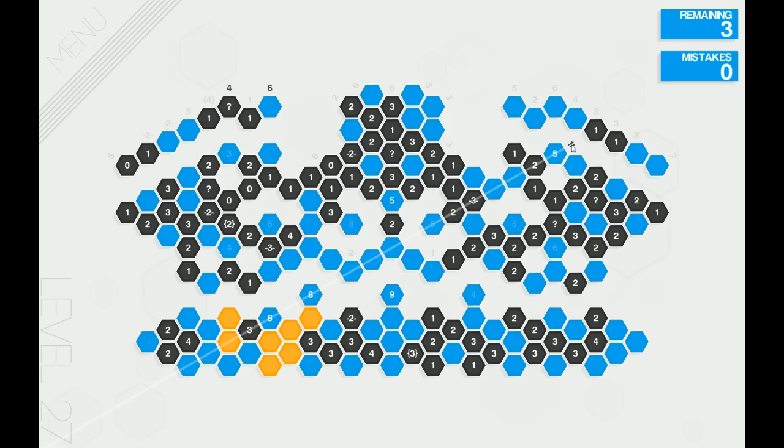Let's take a look at our 11 row. We have 1, 2, 3, 4, 5, 6, 7, 8, 9, 10, 11. So we have our 11. We can eliminate this last one here. We'll deselect our 11. So we know now we have 1, 2, 3, 4.